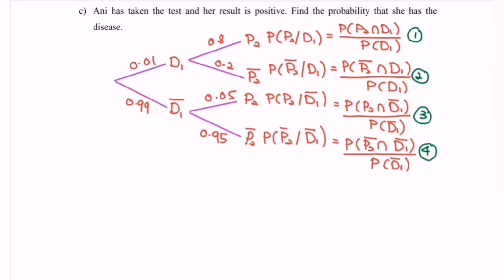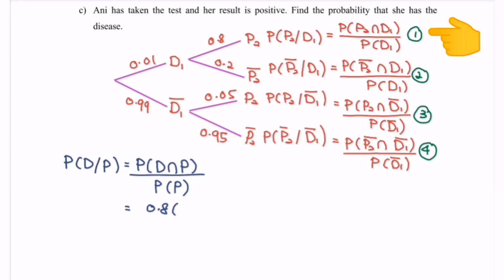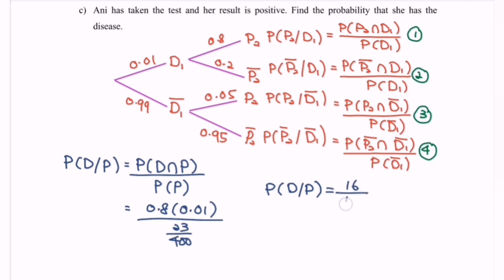Kindly refer to question C. Annie has taken the test and her result is positive. Find the probability that she has the disease. So we have the probability that the situation is disease, given that the test is positive. So refer to the formula for conditional probability. The probability that disease intersect with the test being positive, over the probability that the test is positive. So kindly make use of situation number 1, where we have 0.8 multiplied with 0.01, over the probability that the person is positive, which is 23 over 400, the total probability. So finally, the probability that the person has the disease, given a positive test, is equal to 16 over 115. So here we are, and thanks for watching.